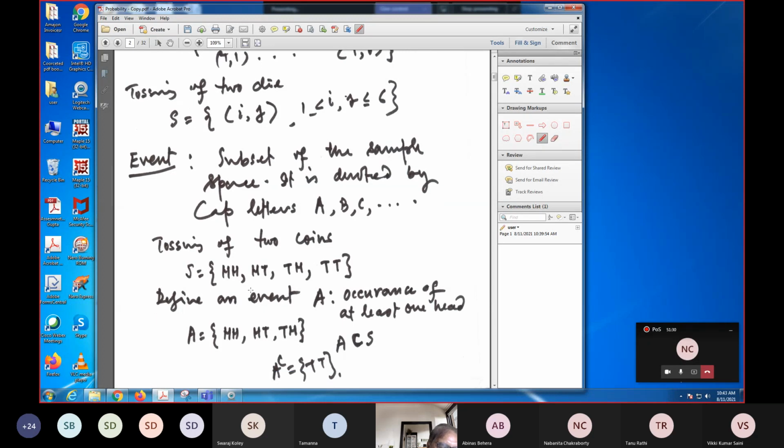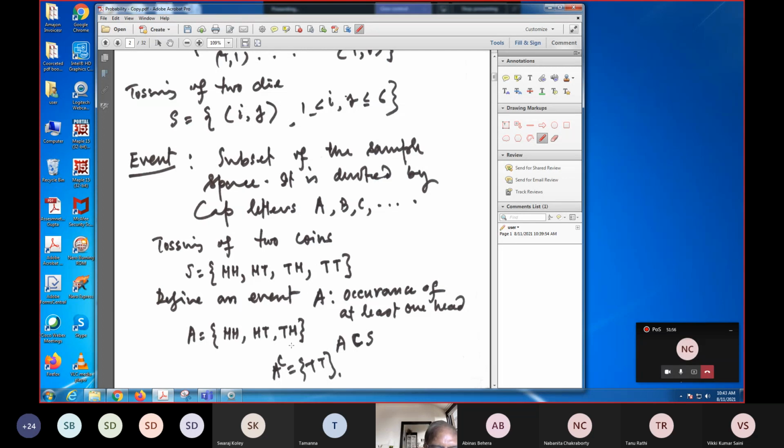Now I have to define an event. So event I can define in terms of the language. I say if occurrence of at least one head happens, then I am interested in this type of event. So I will denote occurrence of at least one head by capital letter A. Okay. Now what is A if I translate this into the form of the set?